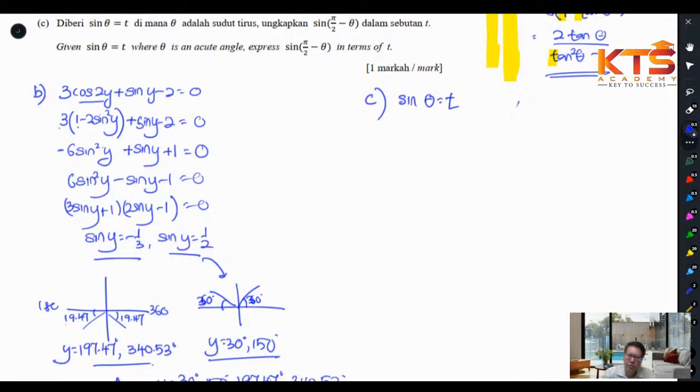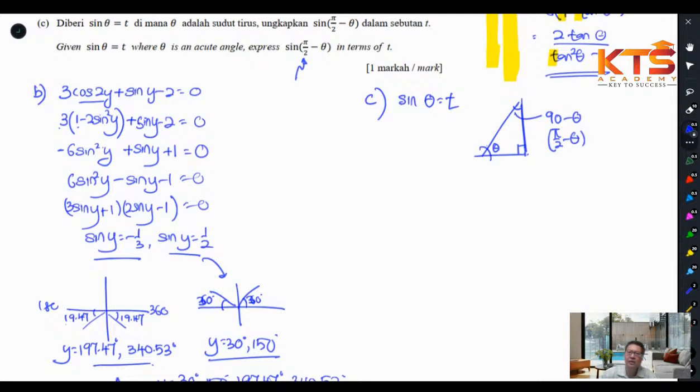Okay, so let's try to draw a triangle. 90 degree. Okay, so why do I draw this one? Because this is theta, and then this is 90 minus theta. 90 minus theta is actually pi over 2 minus theta. Why I have the idea? Because I see this pi over 2 here. That's why I have this idea.